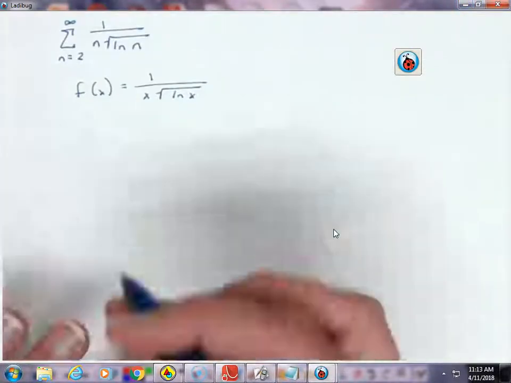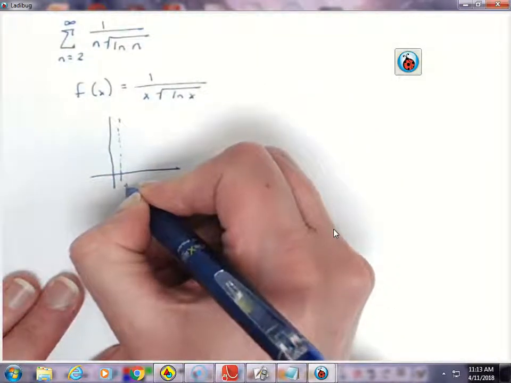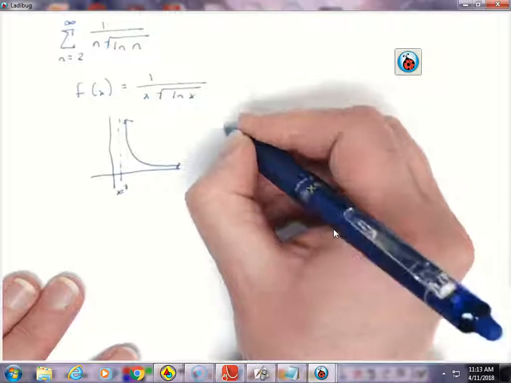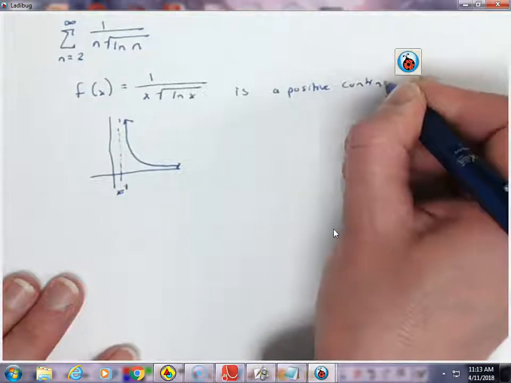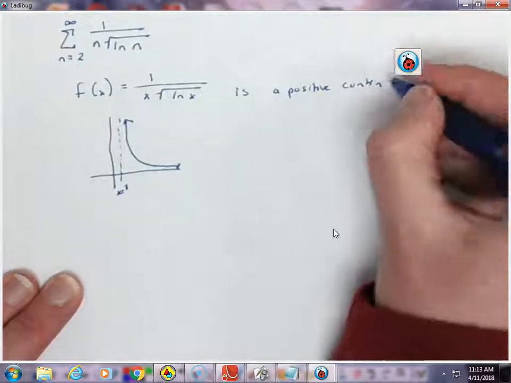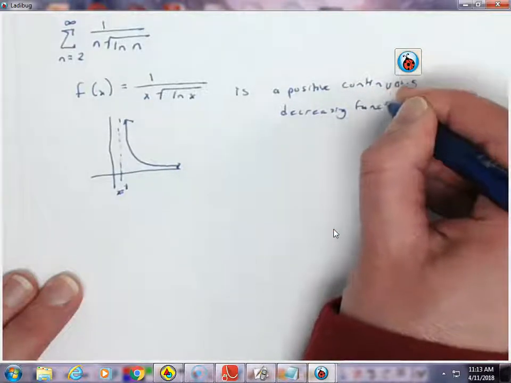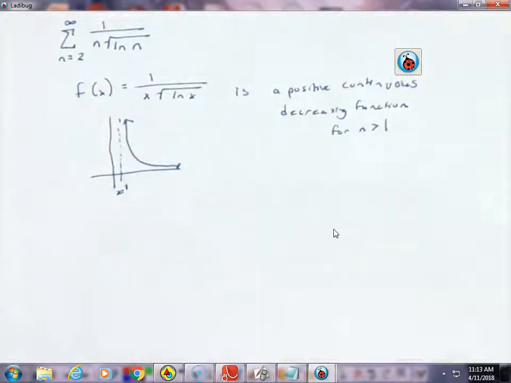So what I'm going to do is just put a little sketch here. Put a little asymptote at 1, and just do a little sketch. And I'm going to say that this is a positive continuous decreasing function, at least for n greater than 1, or x greater than 1 if you're talking about the function itself. And so that means that I am allowed to apply the integral test.